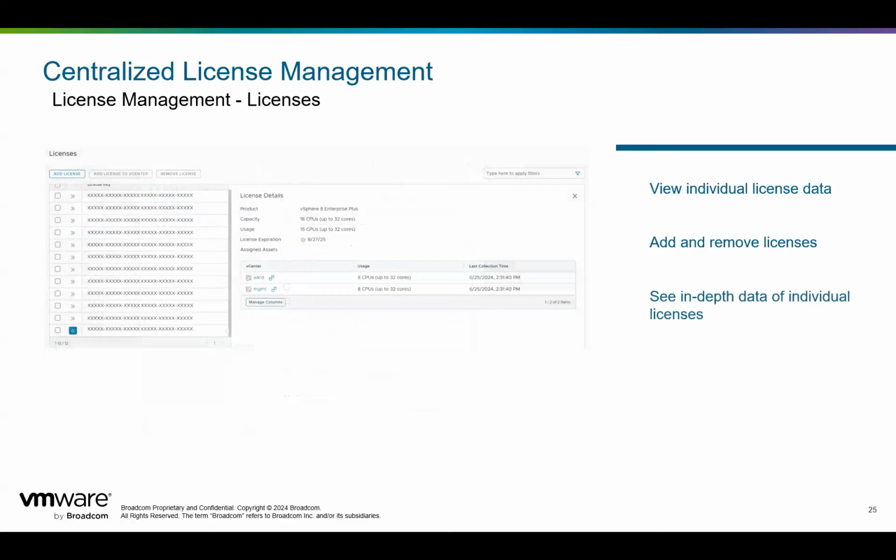And then the goodness doesn't stop there. One of the things about the license keys is that you can drill down into each one of them in more detail with the license key detail pane here. So if I were to click on a license key, you'll be able to see all the license details: the product name, the capacity, the usage, when it expires, as well as those assigned assets, in terms of being able to associate them with the vCenter system there.